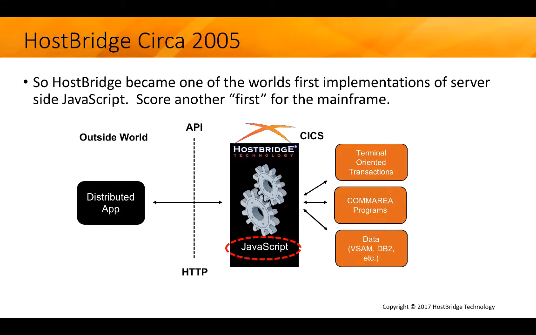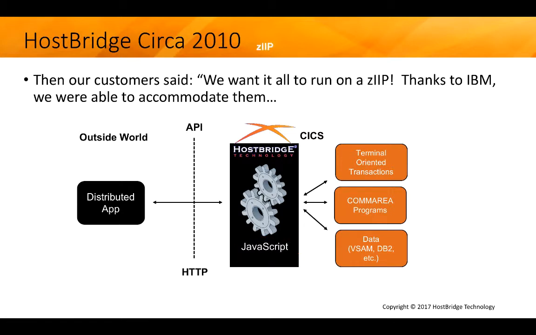So here we are back in 2005. HostBridge became one of the world's first implementations of server-side JavaScript and the first on the IBM mainframe. And you can see it exemplified here. So the JavaScript engine is running on the mainframe inside of CICS doing all this orchestration work.